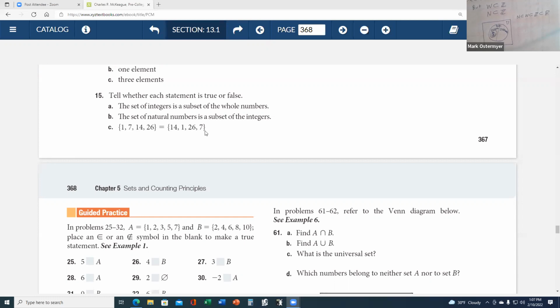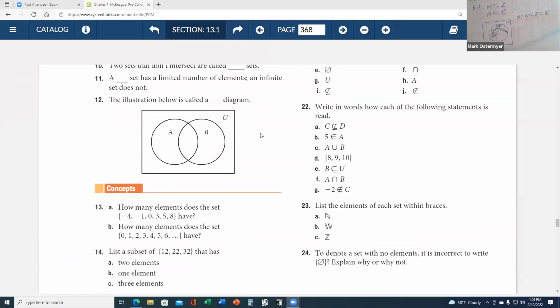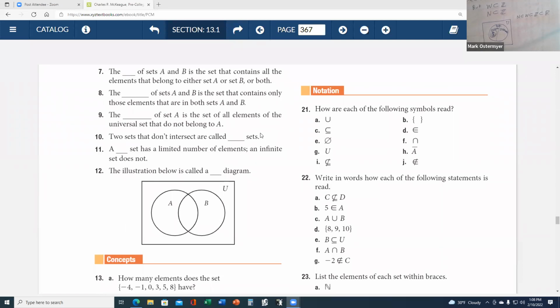They have to have the same number of elements. And notice, not only are all the elements in the left set in the right set, and vice versa, but each set has a cardinality of 4. There are 4 elements in each set. So those are equivalent sets. That's a true statement. All right.